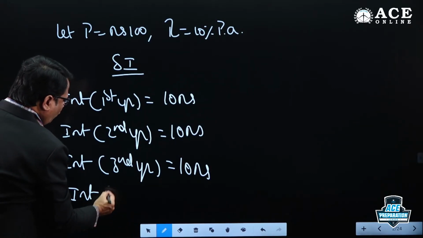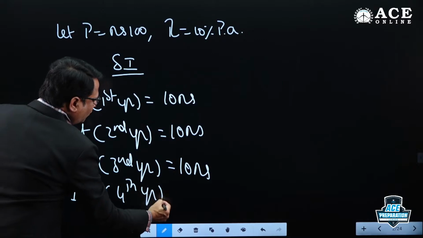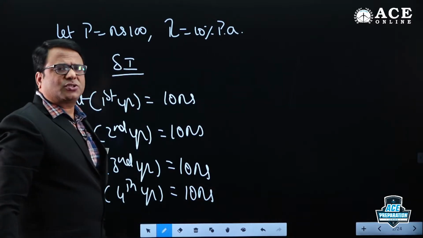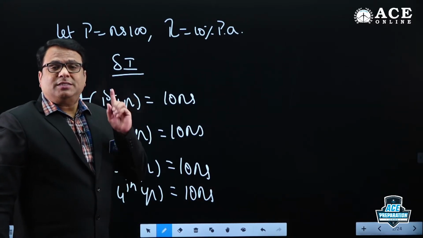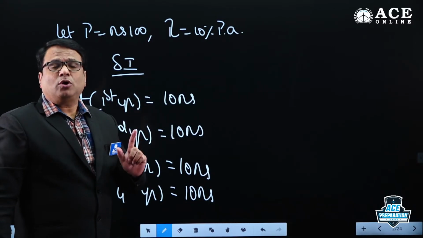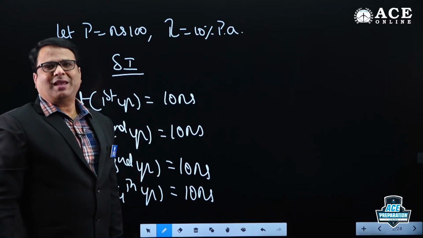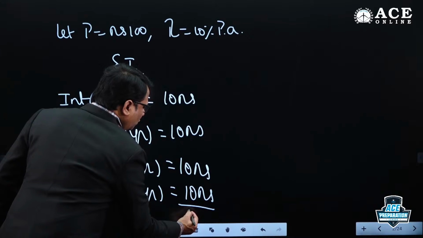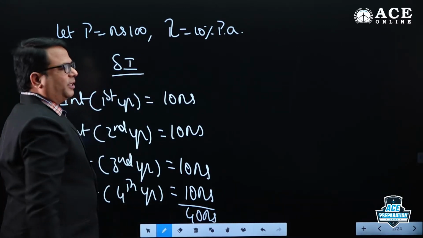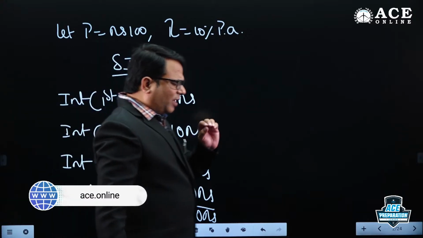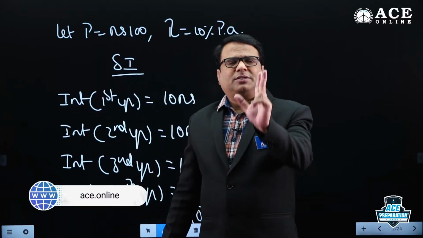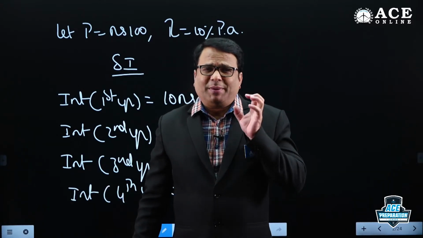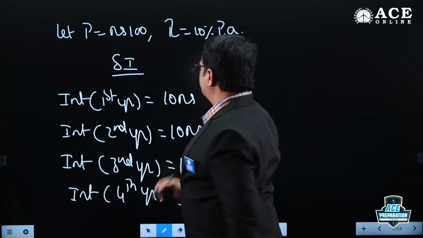And what is the interest for fourth year? Again, it is 10% of 100, 10 rupees. So, why is interest the same every year? Because in simple interest, interest is calculated only on the principal. And if I ask you what is the interest for all the 4 years put together, the interest is 40 rupees. So, simple interest is very easy to calculate because interest is calculated only on the principal. Now, same example we will take for compound interest.